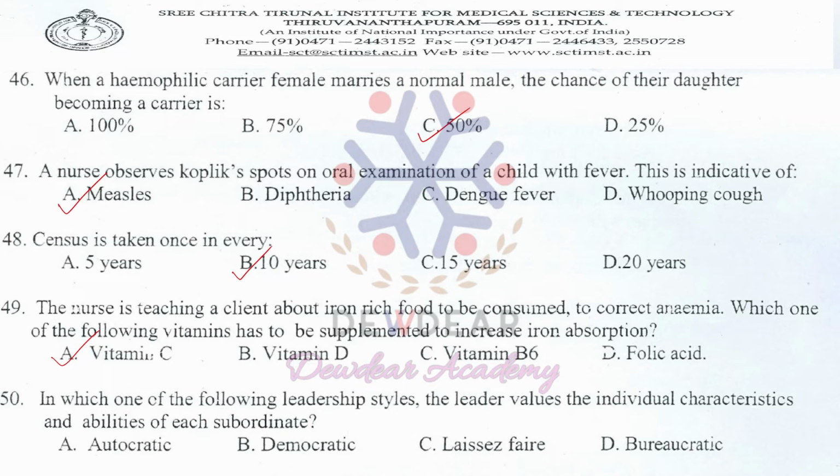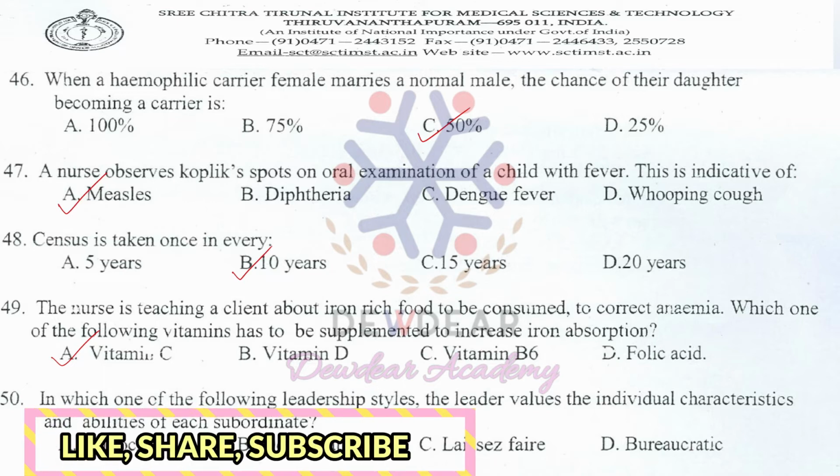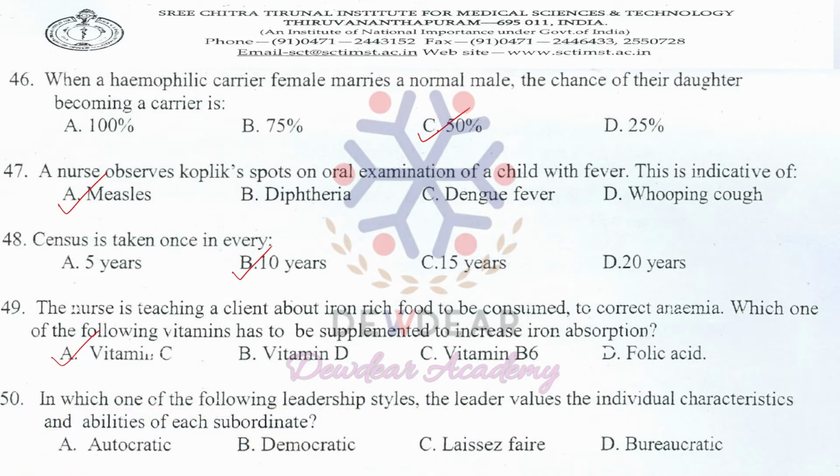Then question number 50. In which one of the following leadership styles does the leader value the individual characteristics and abilities of each subordinate?